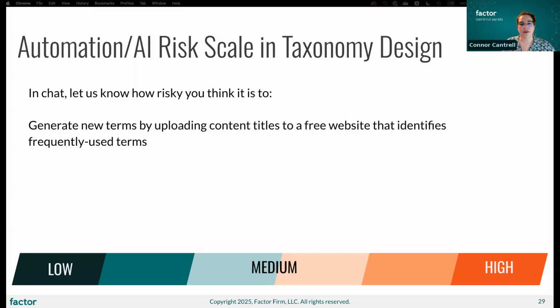Okay, so how risky do you think it would be if we generate new terms by uploading content titles to a free website that identifies frequently used terms? Medium, medium high, low medium, medium, medium.